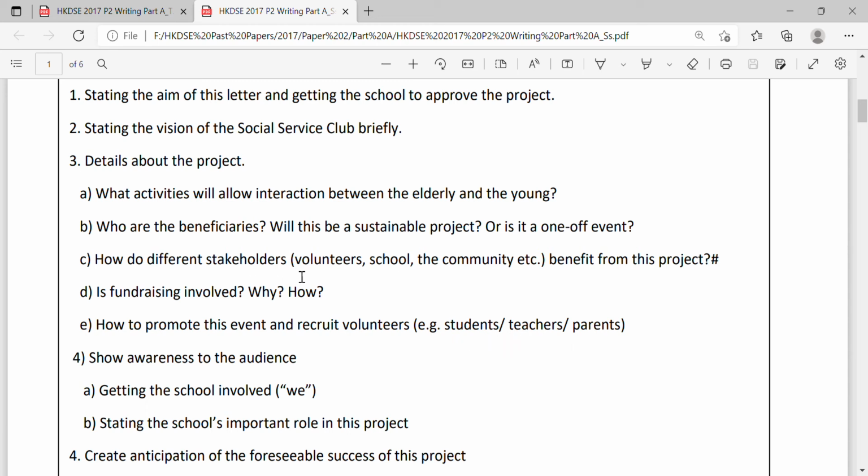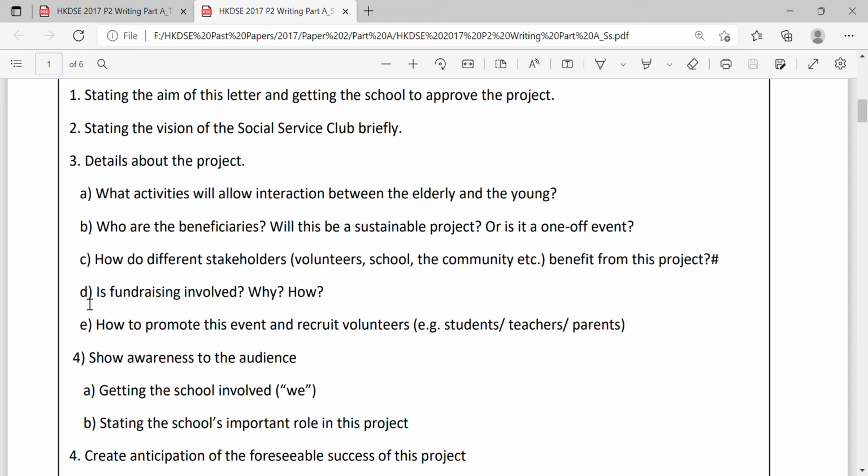And how one-off events, and then 3C, how the different stakeholders, so the people who are involved like volunteers, school, the community, how are they going to benefit from this project? Okay, so it depends on what project you have. It depends on what details you're giving me, and then you have to describe how is it going to bring good to different people.